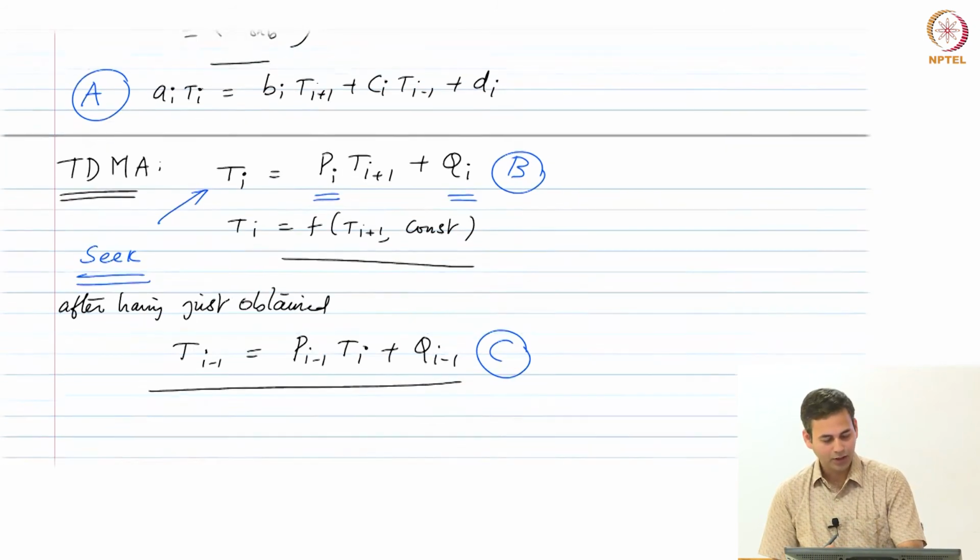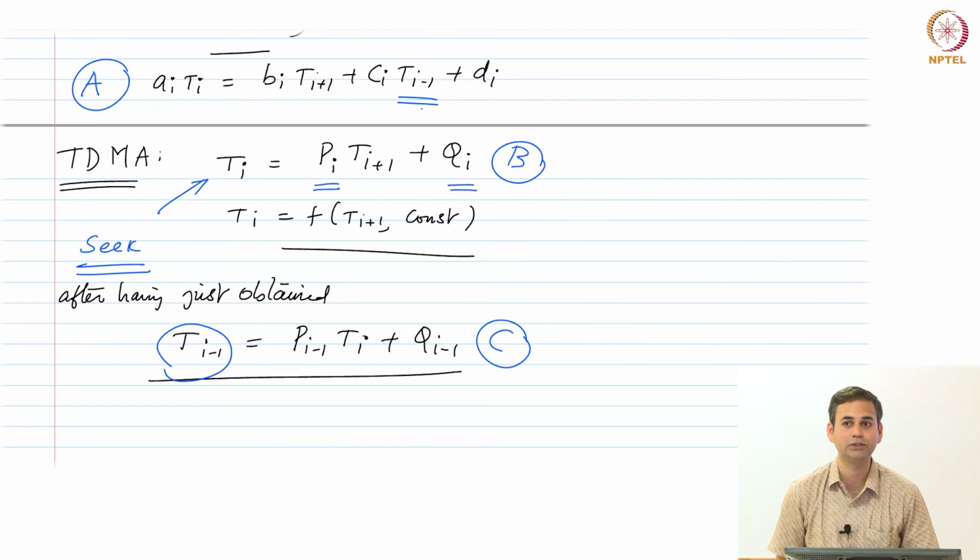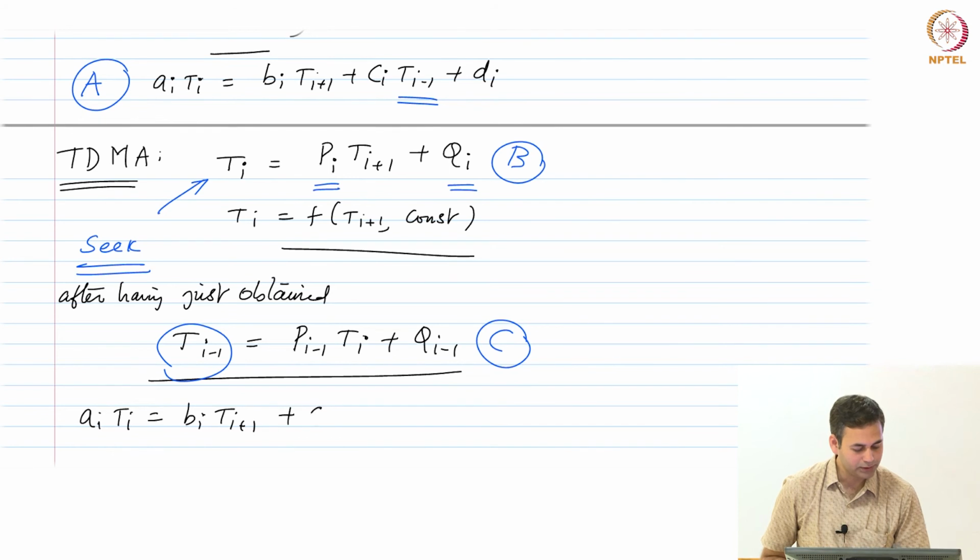So, now what I want to do is substitute the value for Ti minus 1 into the equation for A. I want to substitute Ti minus 1 into this equation, fine. Can I do that? Okay. So, I would substitute: Ai Ti equals Bi Ti plus 1 plus Ci times what is Ti minus 1?